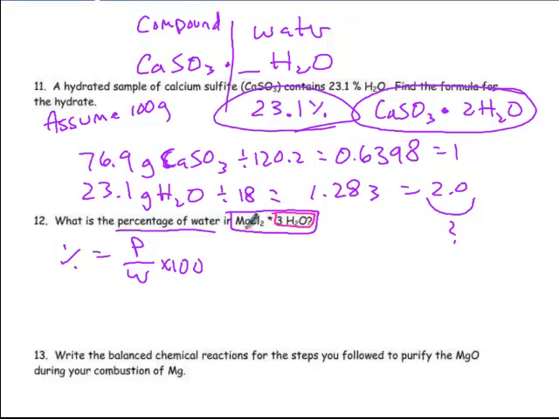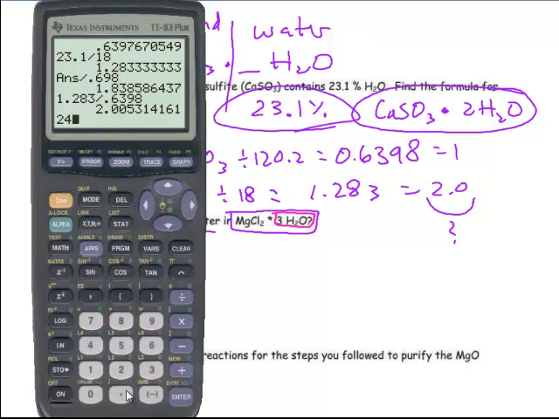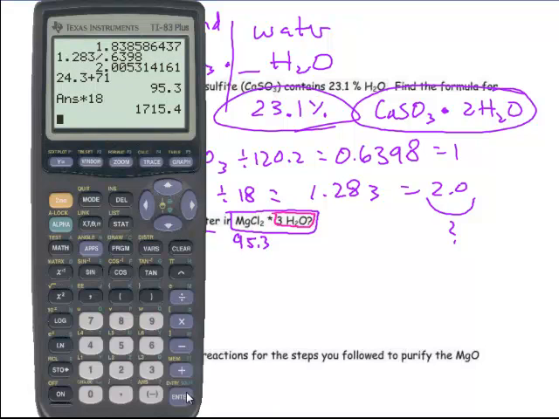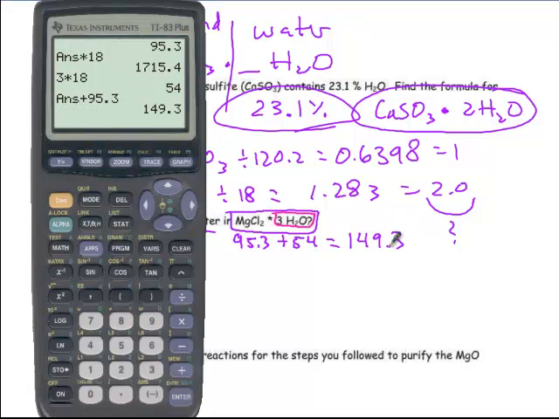Mg is 24.3 plus 2 Cl, 71. So this thing right here has a mass of 95.3. Water we know is 18 because we're doing those hydrate problems, so we can multiply that times 3. 3 times 18 is 54. If we add those two together, we get 149.3.